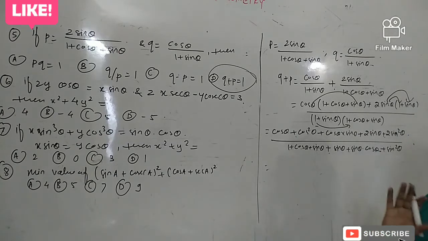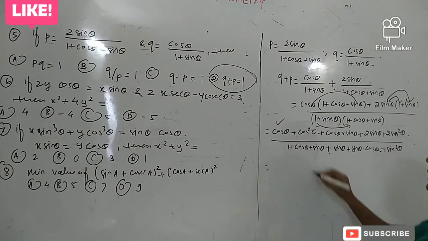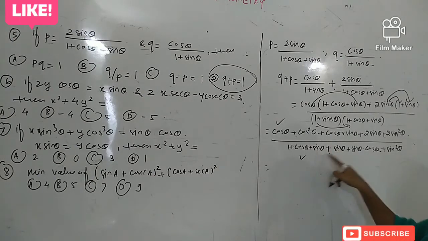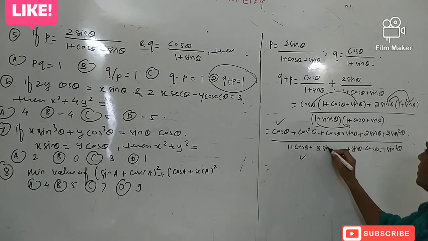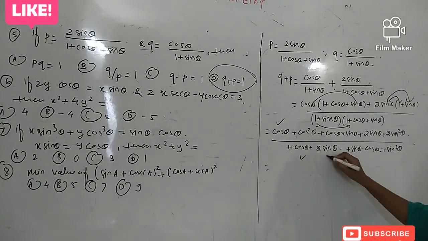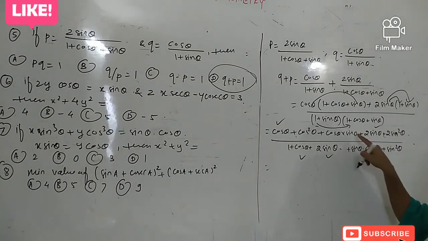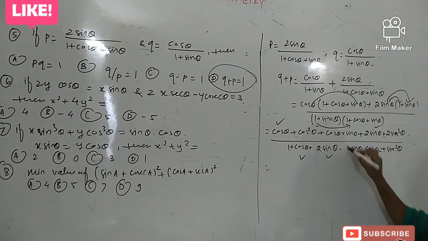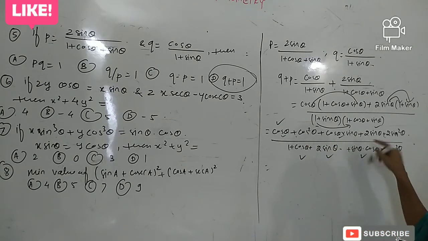Now just compare the numerator and denominator. Here is a cos theta, here is also cos theta. This sin theta plus sin theta, this addition gets 2 sin theta, so I am just writing here 2 sin theta. So here is 2 sin theta, here is also 2 sin theta. Then sin theta into cos theta, sin theta into cos theta. So how many terms do we match? 1, 2, 3 terms.